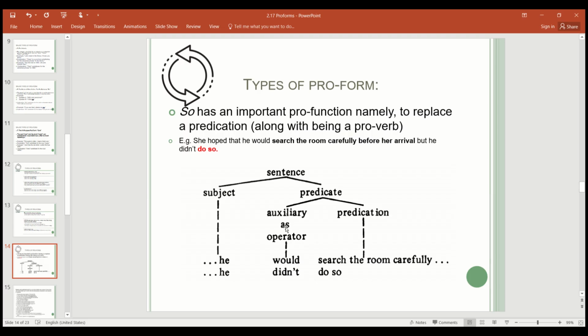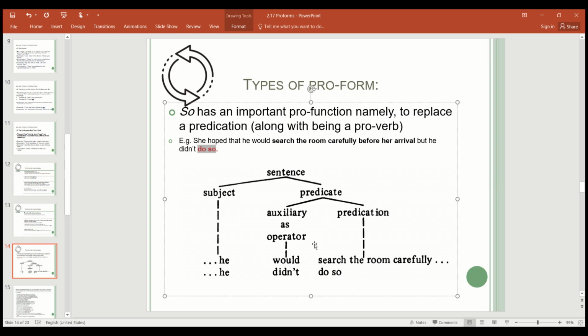And this slide is also important. We are given an example in the book. She hoped that he would search the room carefully before her arrival, but he didn't do so. If you pay attention, we have the particular part of the sentence that is bold-faced, search the room carefully before her arrival. And we have these two words, these two proforms, let's say, that are written in red and bold.